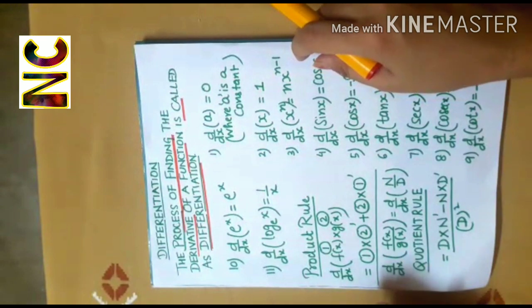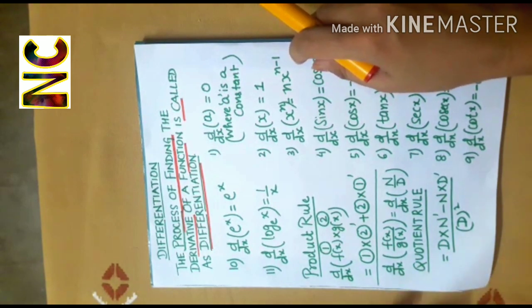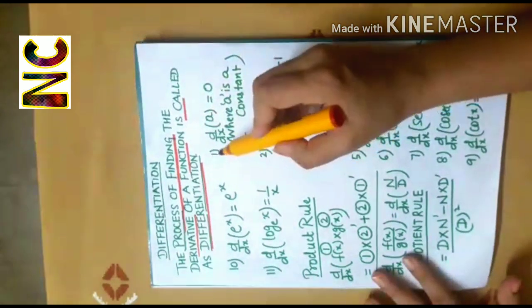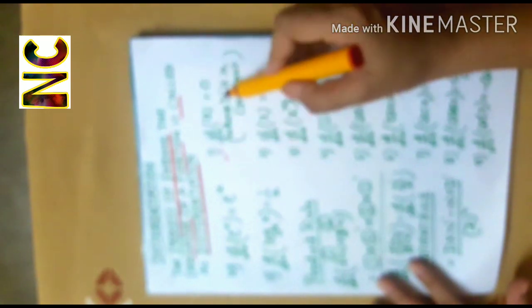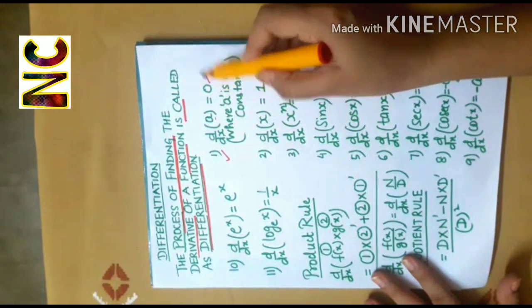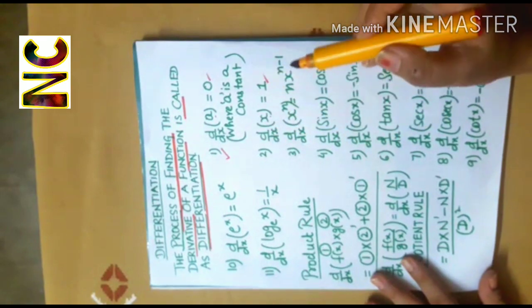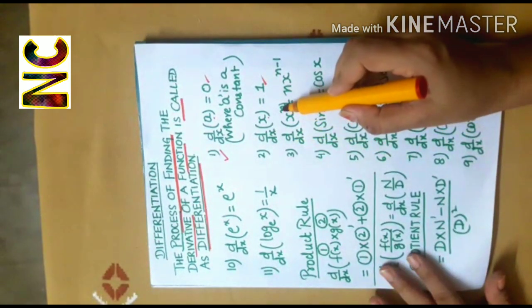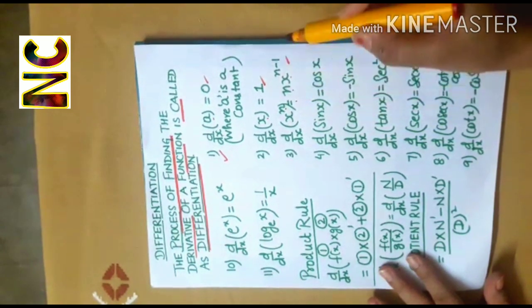In class 11th, we learned the process of differentiation, that is the process of finding out the derivative of certain functions. Yes, we learned that d by dx of a, where a is any constant, derivative of a is 0. Then derivative of x with respect to x is 1. Derivative of x raised to the power n is equal to n into x raised to the power n minus 1.